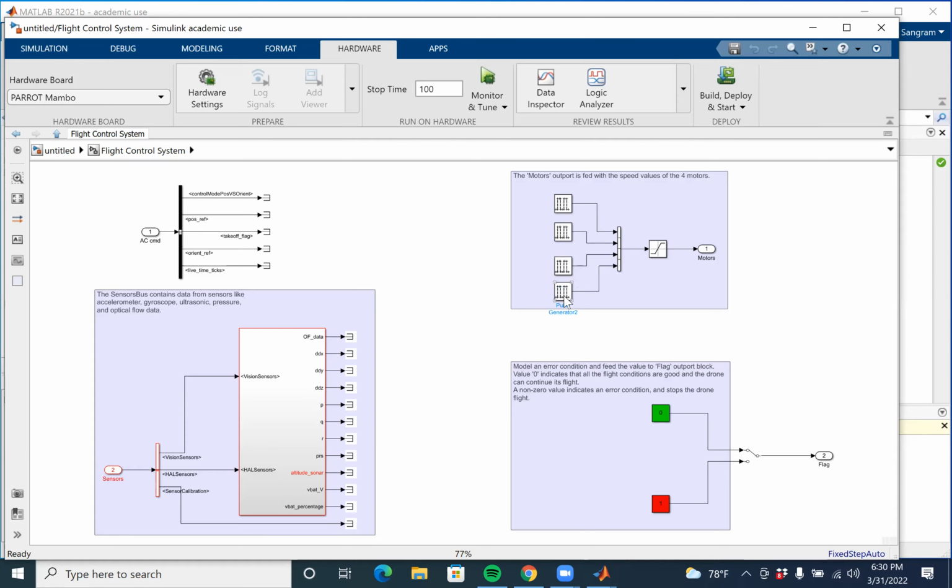Now, what I'm going to do is, first thing first, I'm going to show you: out of these motors, which one is motor 1, which one is motor 2, which one is motor 3, and which one is motor 4?